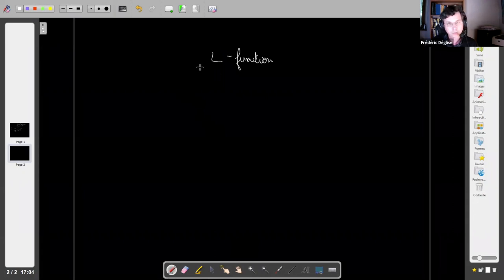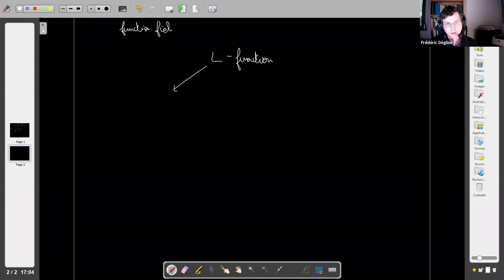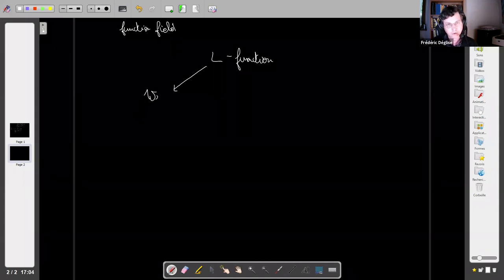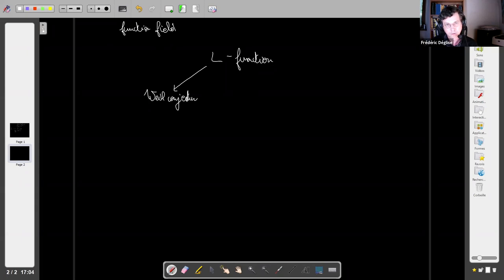So we have two directions. The first direction, let's say, is the function field case. It starts with the Weil conjectures. For the L function, I don't put dates, but I should indicate Artin and Hasse, of course. So it's around the 20s. For the Weil conjectures, I can put a date: it's 49.